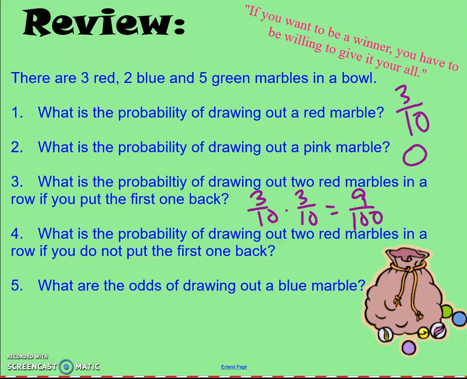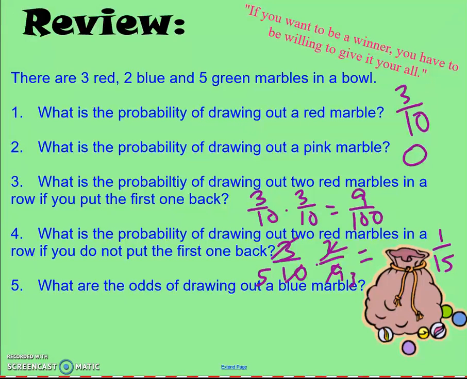The probability of drawing out 2 red marbles in a row, if you don't put the first one back, that changes things a little bit. So the first probability would still be 3 out of 10, but if we don't put the marble back, there's only 2 red ones left out of a total of 9. So if we multiply those two fractions together, these would reduce, so 1 out of 15 it looks like.